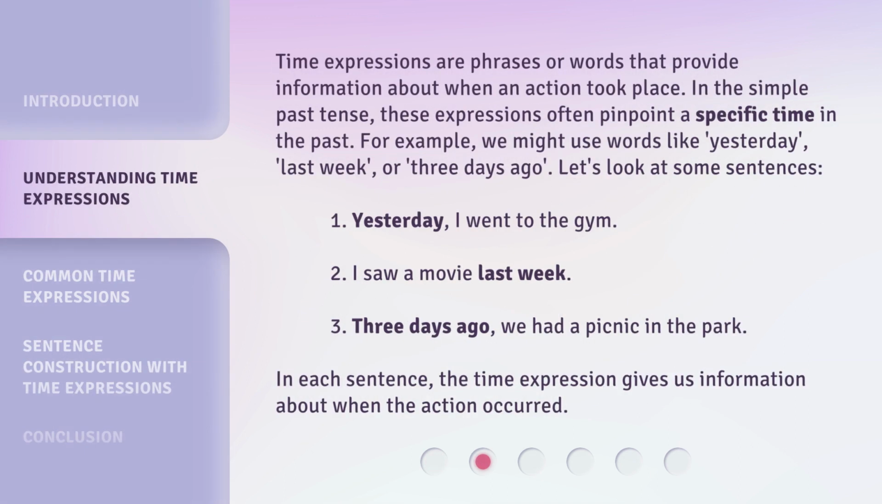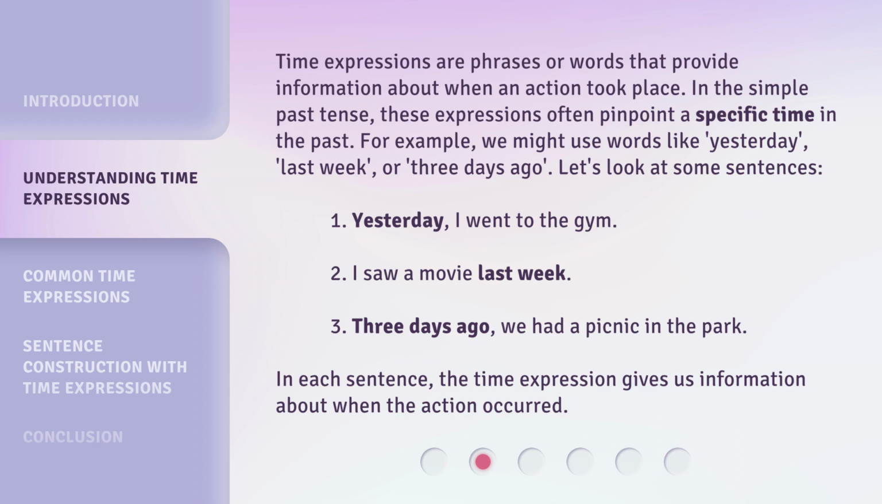Time expressions are phrases or words that provide information about when an action took place. In the simple past tense, these expressions often pinpoint a specific time in the past. For example, we might use words like yesterday, last week, or 3 days ago.